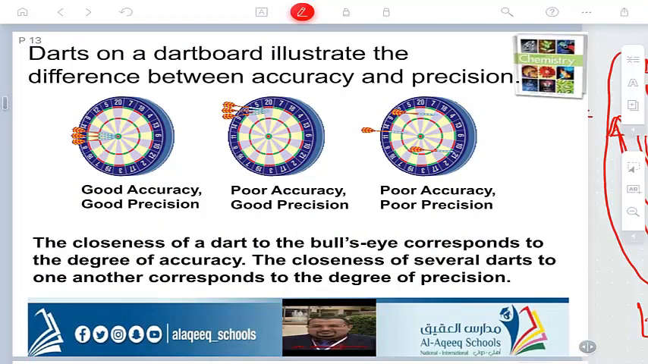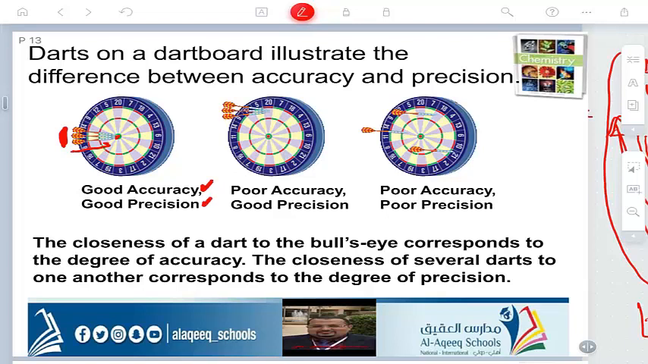Look, if you point to this point and all of the arrows are at the same point, which is the correct or true point, we can say that because all of them are at the correct point, they have good accuracy. They are very close to the true value. Also, they are close to each other, so they have good precision.